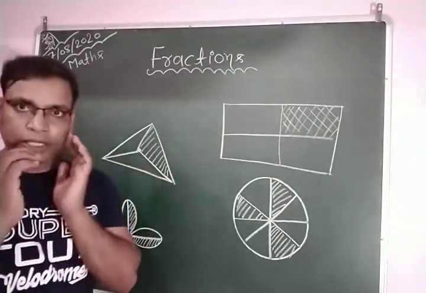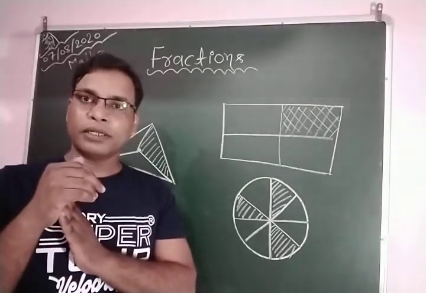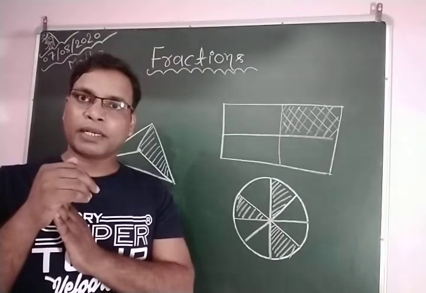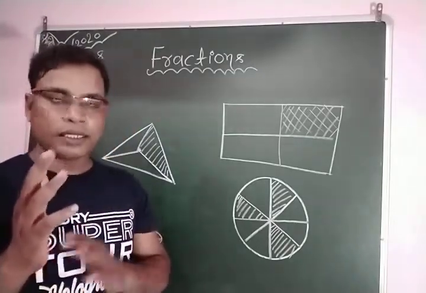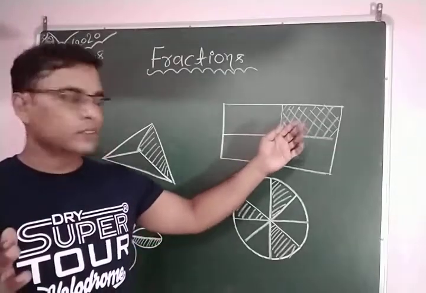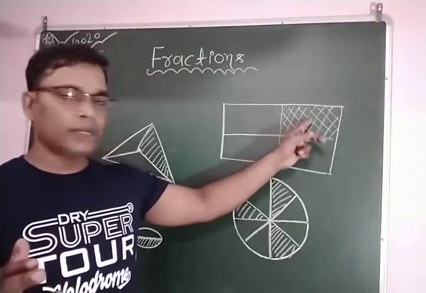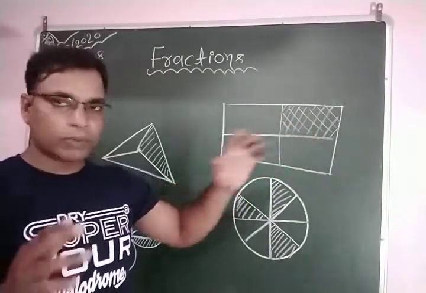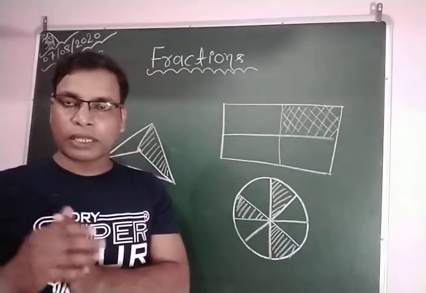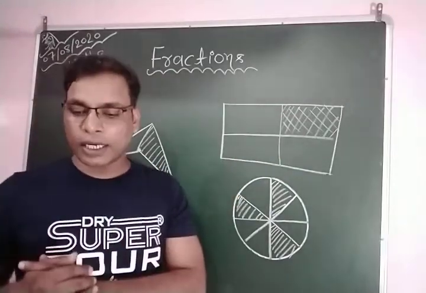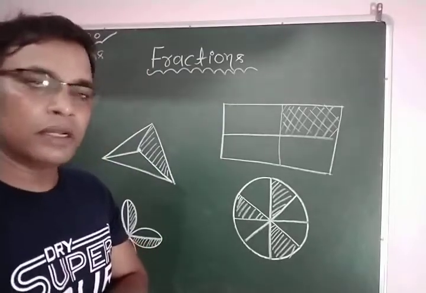So according to its definition, what is a fraction? A fraction is a number which represents a part of a whole. So part of a whole, we find the fraction of the shaded part. Here how many parts are shaded, or how many parts are colored? 1 part is colored. The total parts are 1, 2, 3, 4. Out of 4 parts we have colored only 1 part. So according to its definition, a fraction is the part of a whole.